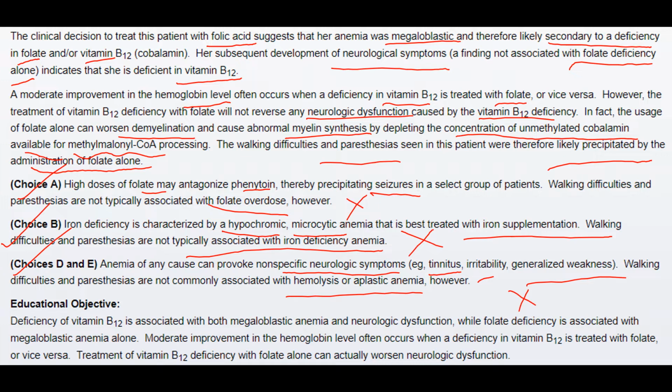In summary, deficiency of vitamin B12 is associated with both megaloblastic anemia and neurological dysfunction, while folate deficiency is only associated with megaloblastic anemia. Moderate improvement in the hemoglobin level often occurs when a deficiency in vitamin B12 is treated with folate or vice versa. Treatment of vitamin B12 deficiency with folate alone can actually worsen neurologic dysfunction.